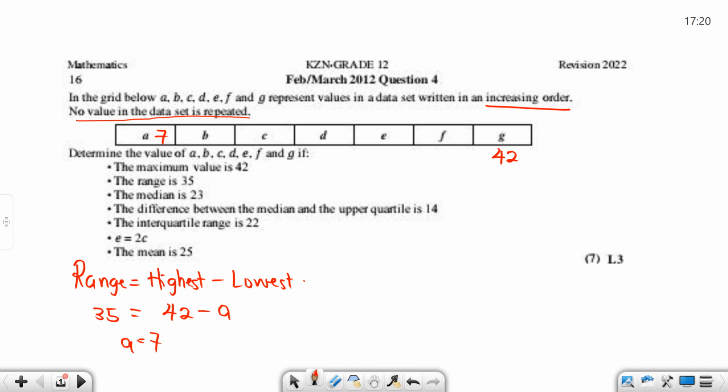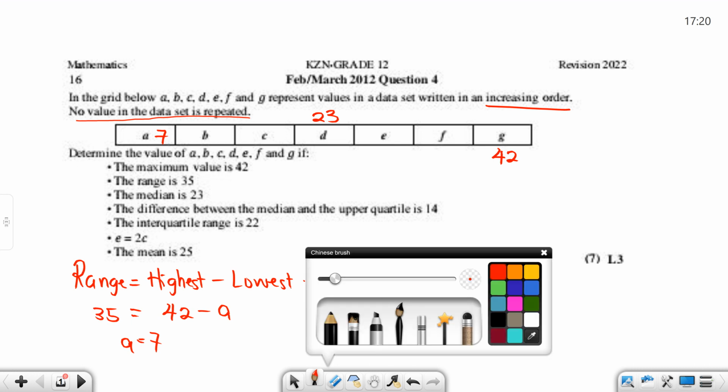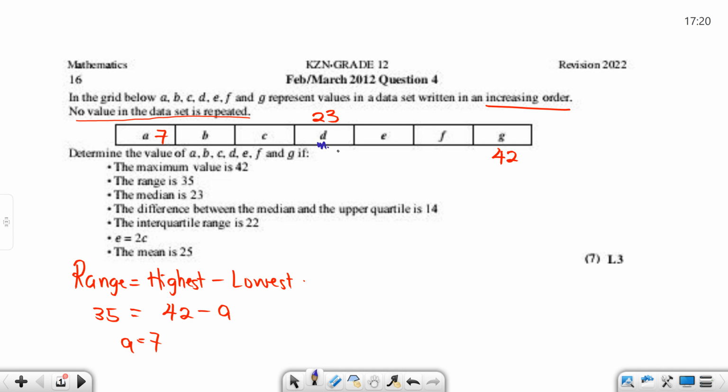The median is 23. How many numbers do we have here? 1, 2, 3, 4, 5, 6, 7. So which one is in the middle? D. So we have this as 23. We're not doing badly so far. The difference between the median and the upper quartile is 14. How do we get the upper quartile? Let's check something here. Which one is in the middle? Our middle is this one, right?